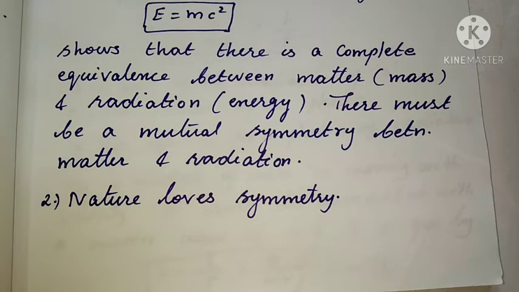Because of this, particles like electrons, protons, neutrons, etc. should not only behave like mass, but they should also exhibit wave nature when in motion. So according to him, when radiation has dual nature, then mass also has dual nature. So this is the symmetry consideration.